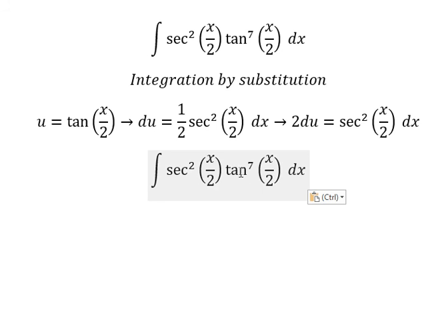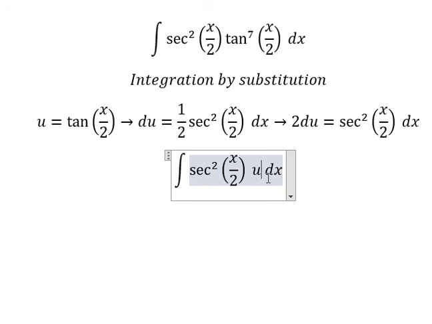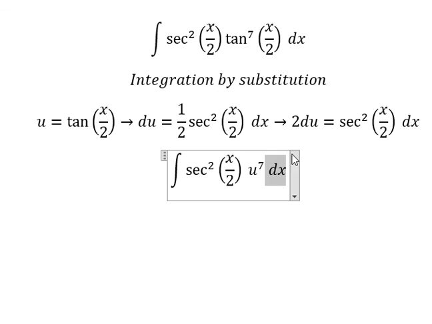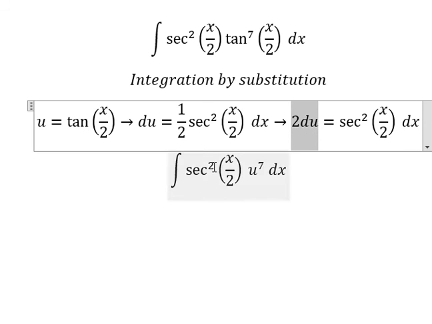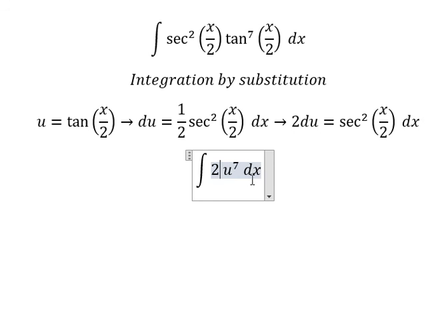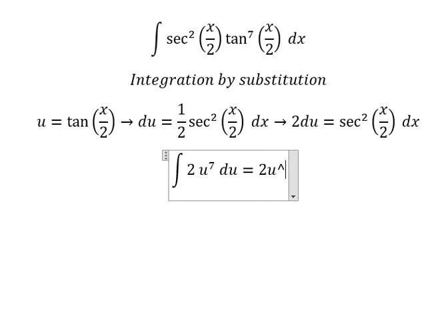So this one we change for u. This one with the s we change for 2 du. And now we have the final answer.